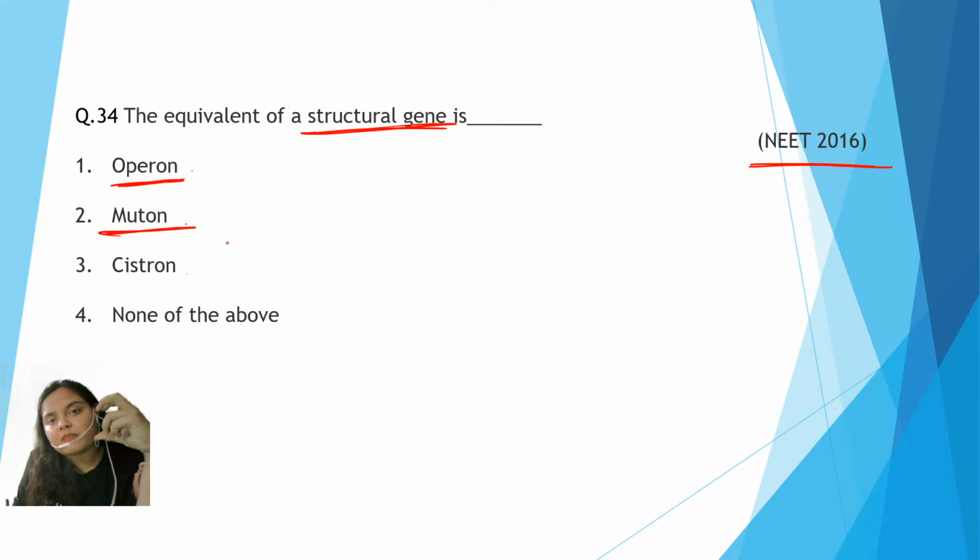Muton is the minimum unit in which mutation can take place, and cistron is the minimum sequence of the information which contains information for a polypeptide synthesis. That means a structural gene is equivalent to a cistron. Right option is option number 3. The structural gene is equivalent to a cistron, right?